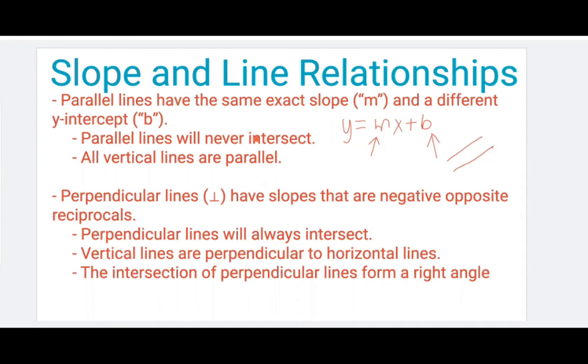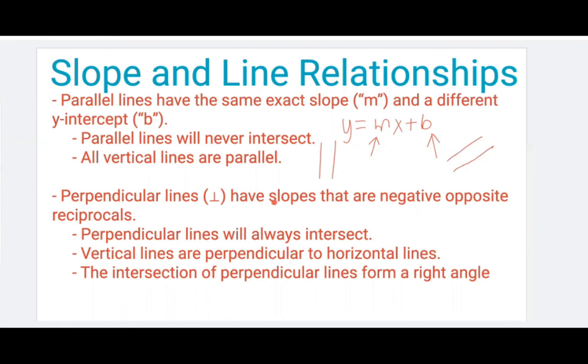All vertical lines are parallel, for example. If you recall from lesson 2.1, we learned about vertical lines. If you set up two or multiple vertical lines next to each other, you'll notice that they will never intersect and that they all have the same exact slope. So they are all parallel.